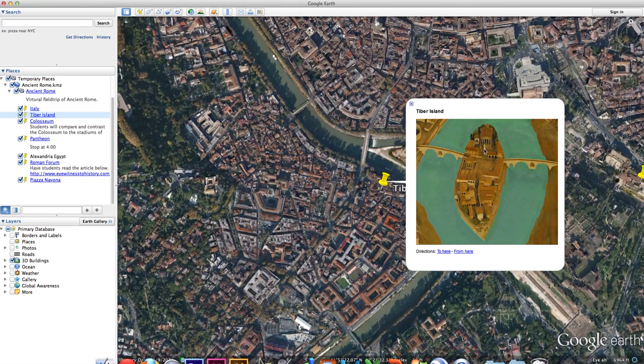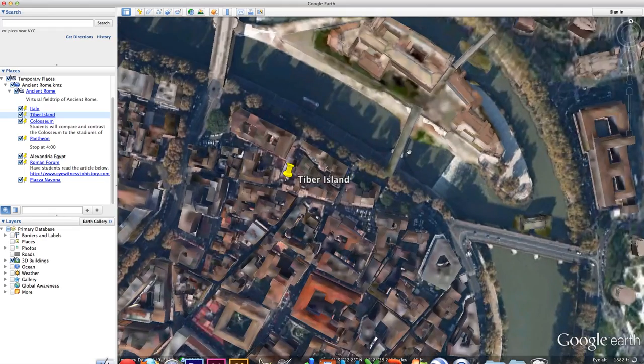So right here we can see a picture of how the Tiber Island might have looked back in ancient Rome and how it acted as a land bridge to make trade and travel easier for people. And here's how it looks today.